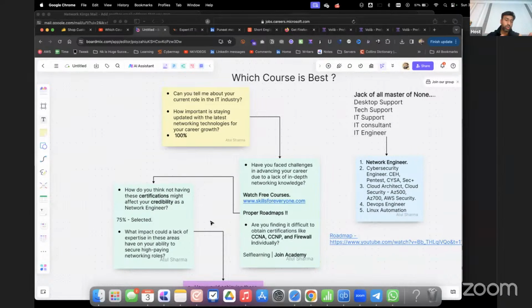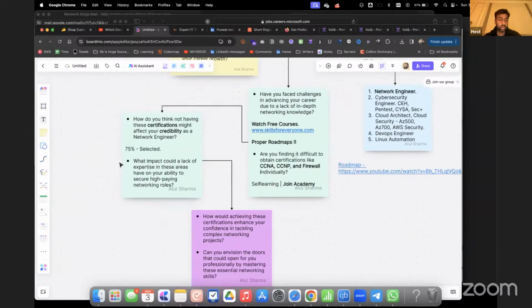Okay, now focus on certifications. Yes, I want to get certified. So now another question. Now you have the roadmap, you already joined the academy, you passed the certifications. What after? Okay, let me write it down.